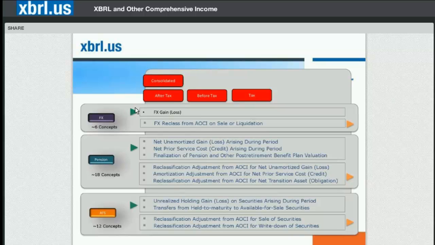solution. The green arrows indicate that this is a transaction that is booked to OCI instead of to income. The orange arrows at the right indicate transfers from AOCI through OCI to earnings. Remember, everything that goes into and out of AOCI, other than a prior period adjustment that affects the opening balance, would go through other comprehensive income.